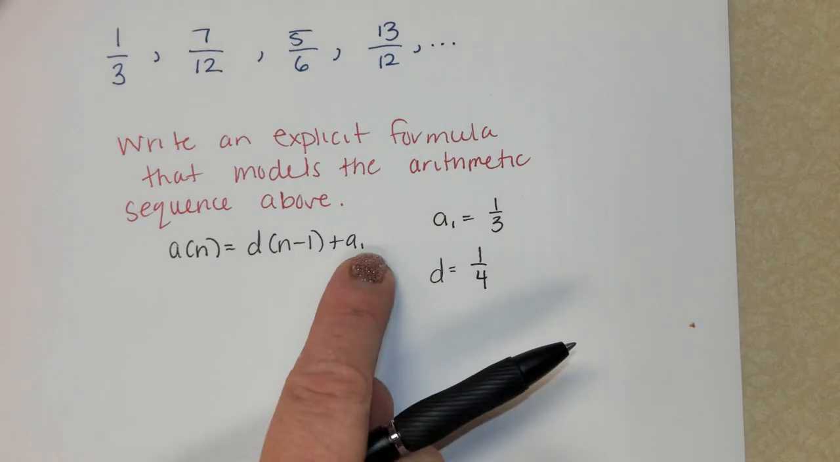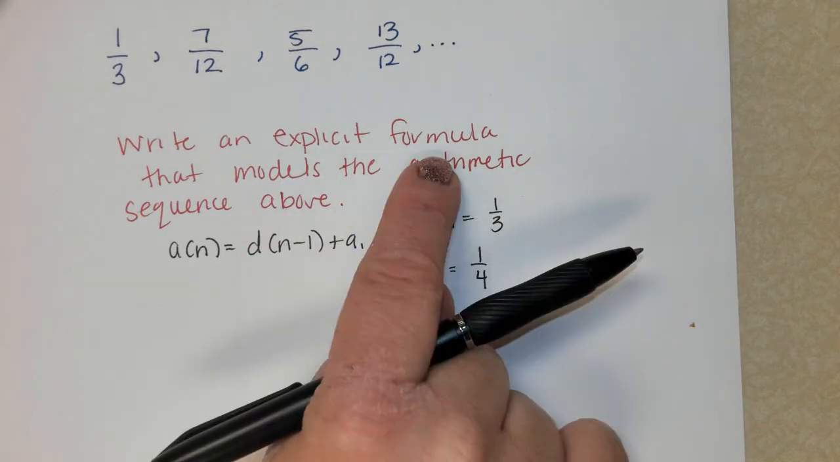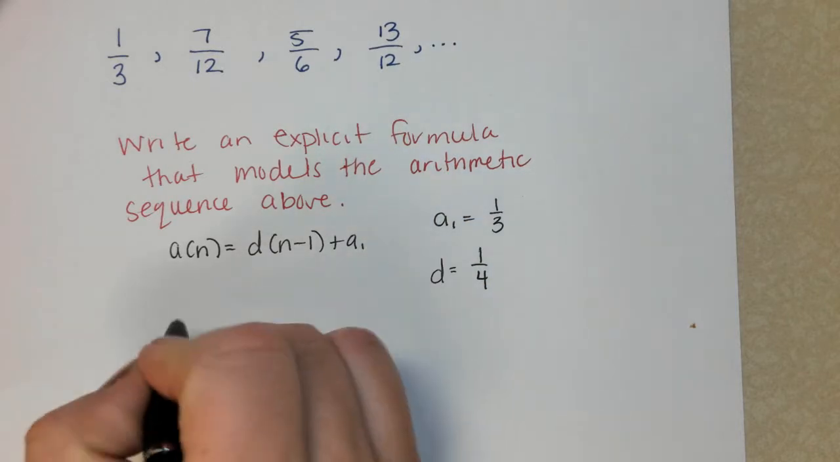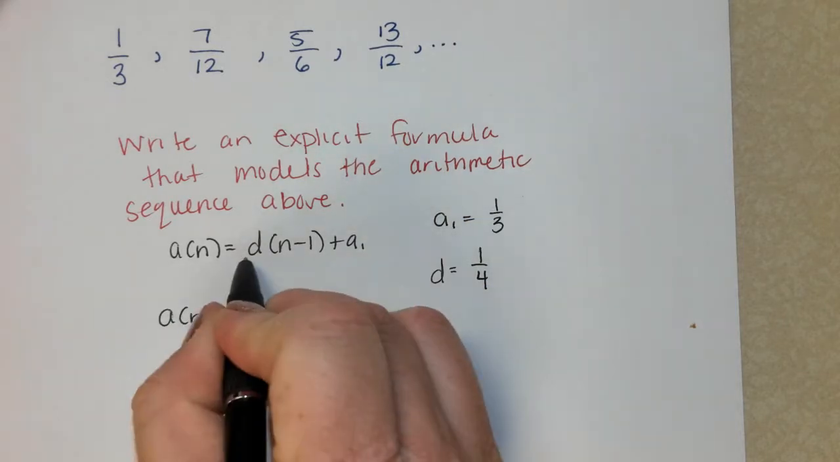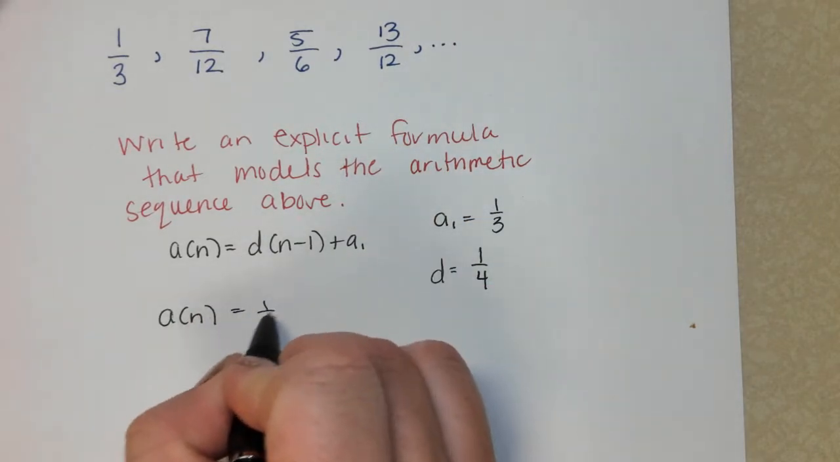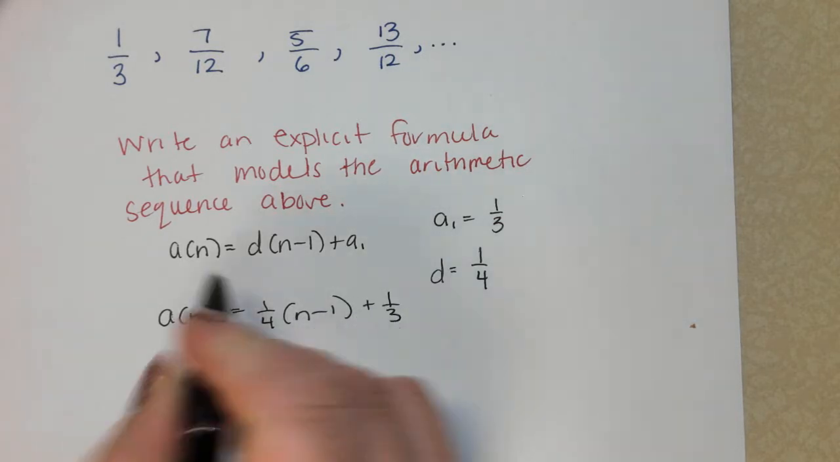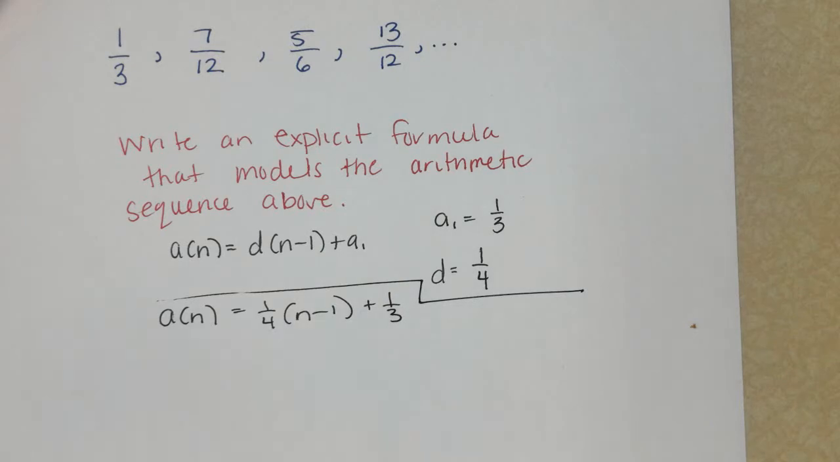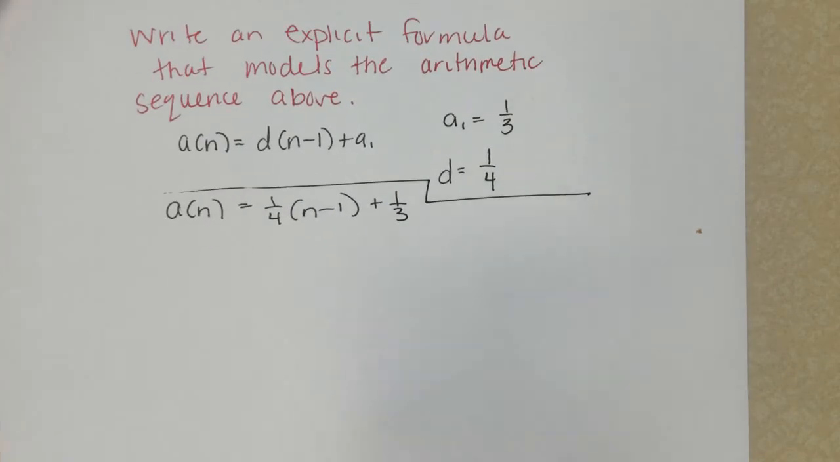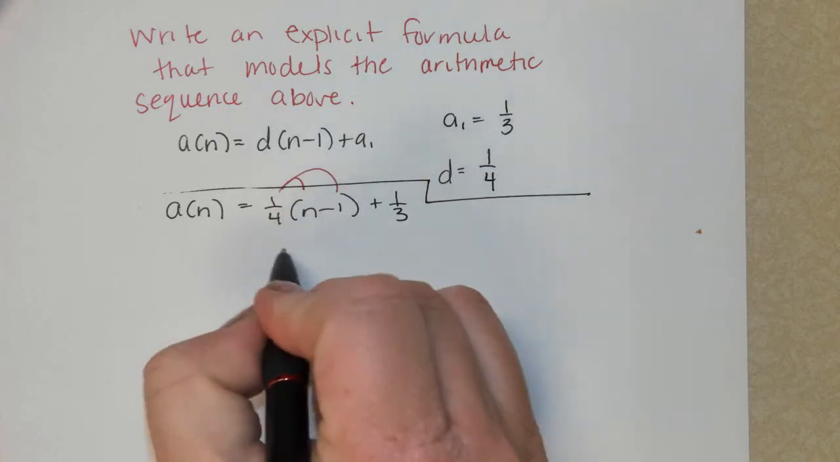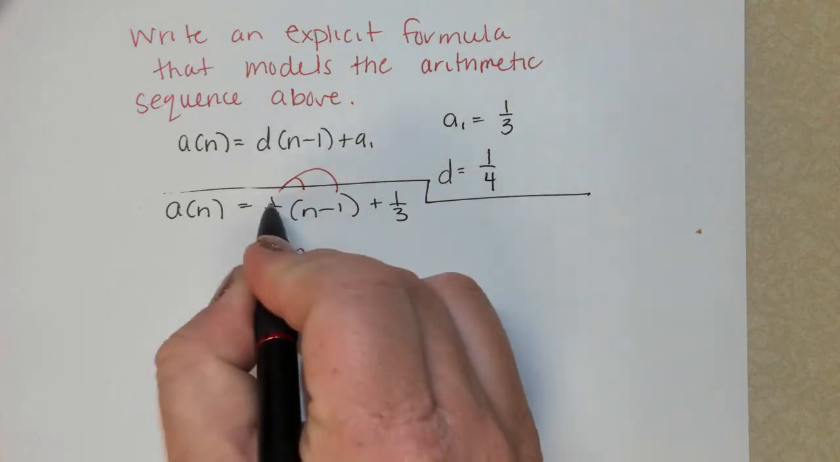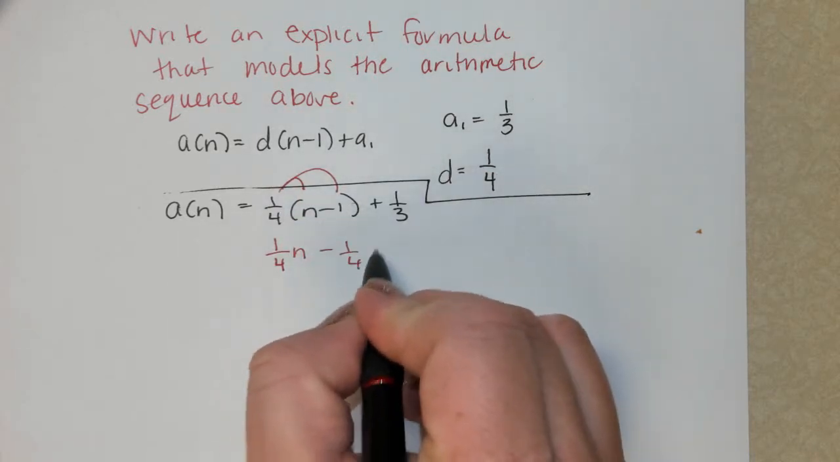So how do I write an equation, an explicit formula specifically, that models this sequence? Well, I'm going to replace the d with 1/4 and replace the a with 1/3. Don't be scared of fractions. We're going to let the calculator do the hard work. Leaving it like this would not be proper. So we need to distribute, so 1/4 times a -1.